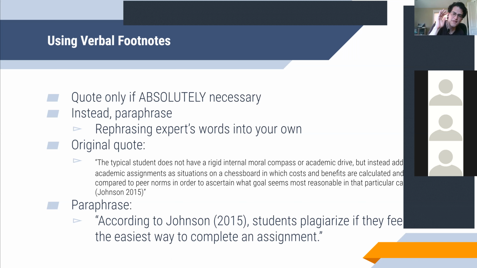So does anyone have any questions on quoting versus paraphrasing? Okay, so in your informative speech, you need to cite at least 3 of your sources while giving it. That means at least 3 different times during your speech, you want to say something like, according to Johnson, students plagiarize if they feel it's the easiest way to complete an assignment. You want to mention a source of research that you're drawing this knowledge from.